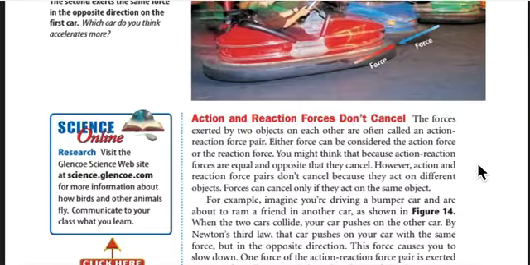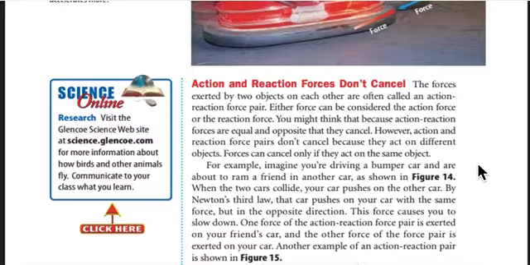So the same object would be, say, a book resting on the desk. It isn't moving because of balanced forces between gravity pulling down on it and the table pushing back up on it. It's a balanced force on one object. They cancel each other out. But with two objects, that is not how it works.